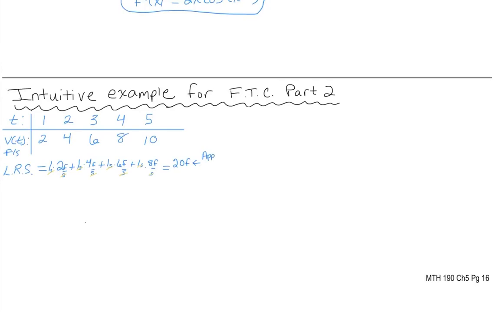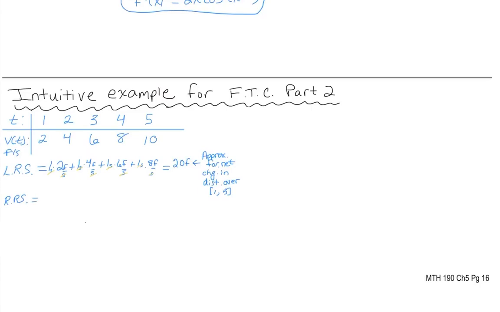So this is an approximation for the net change. This is an approximation because it's a Riemann sum with just 4 subintervals here, 4 rectangles if we were to graph it. So it's an approximation for the net change in distance or position over this interval from 1 to 5.